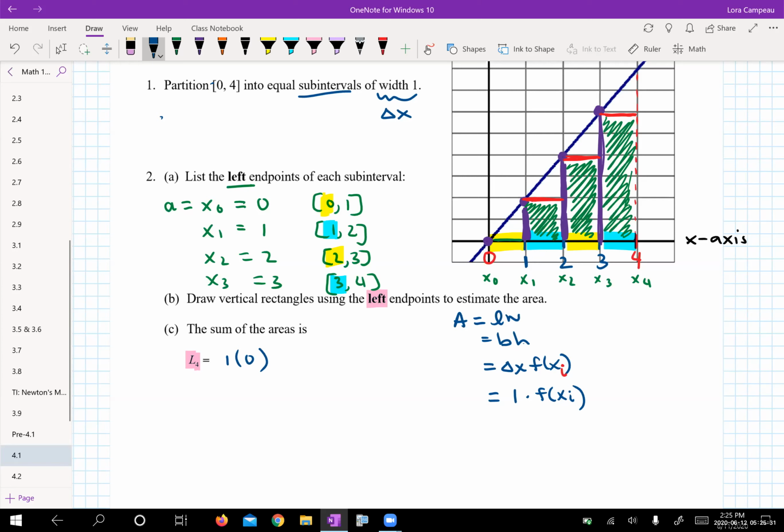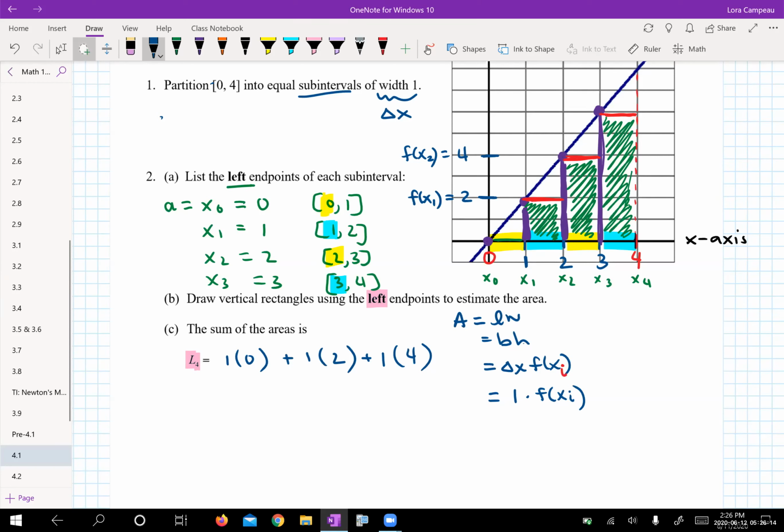The second rectangle, that's the next teal one. The base is always the distance of 1, but this time the height is the function evaluated at x sub 1, and that's equal to 2. We can see that on the graph very nicely. The third rectangle, the subinterval from 2 to 3: the base is always 1, but for the height we look at the left endpoint, the function evaluated at x sub 2, and that ends up being 4 in this case.